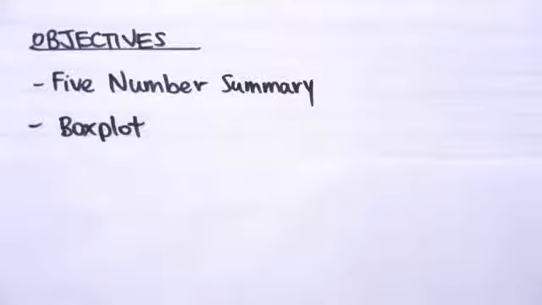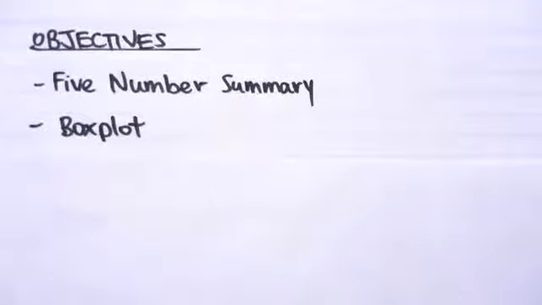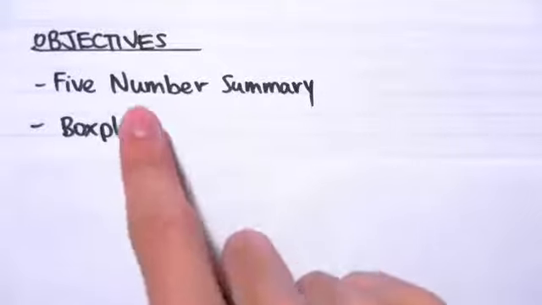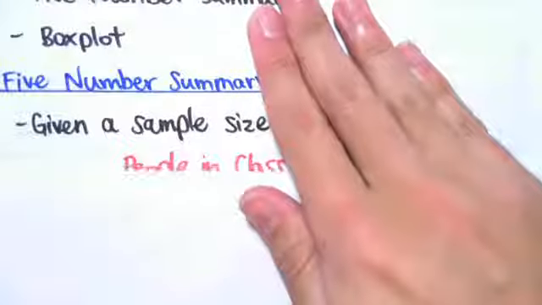Hey guys, welcome to another video of statistics, and the objective of this video is to go through a 5-number summary of a specific set of data, and afterwards we're going to represent these 5 numbers with something called a box plot. So let's start off with a 5-number summary.